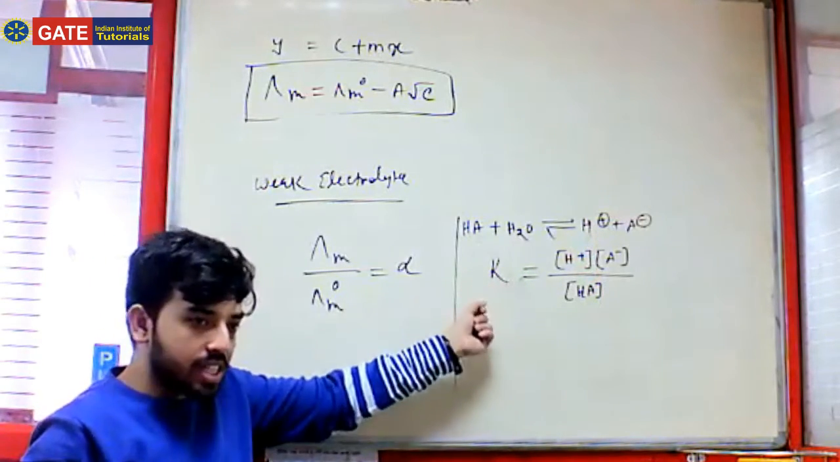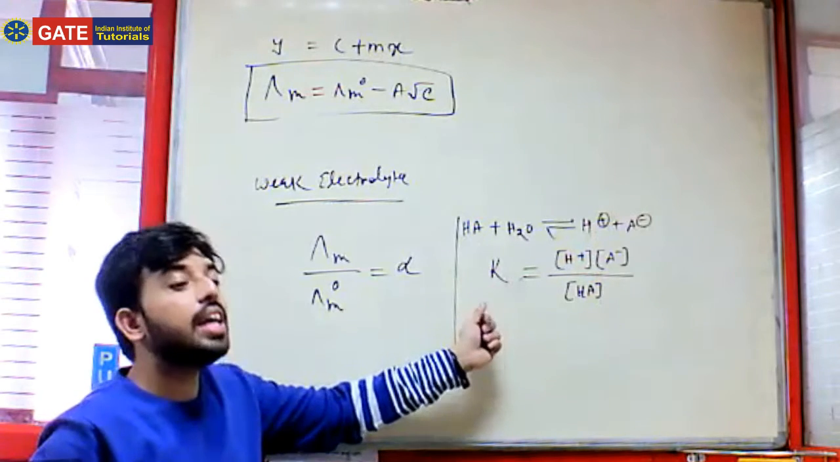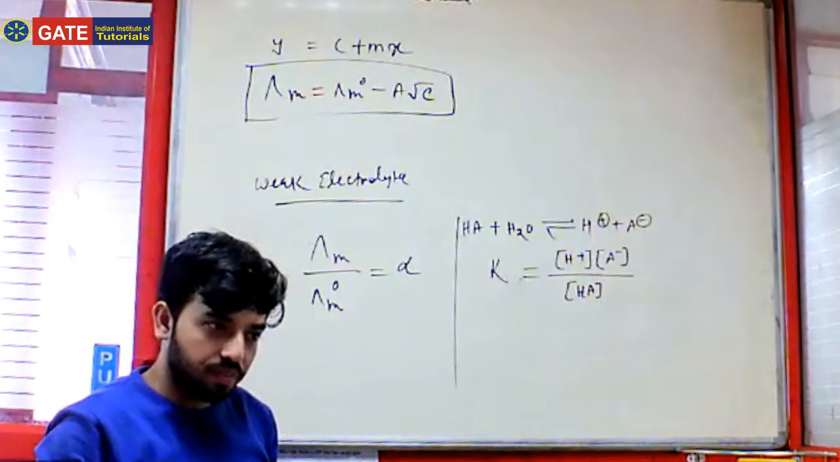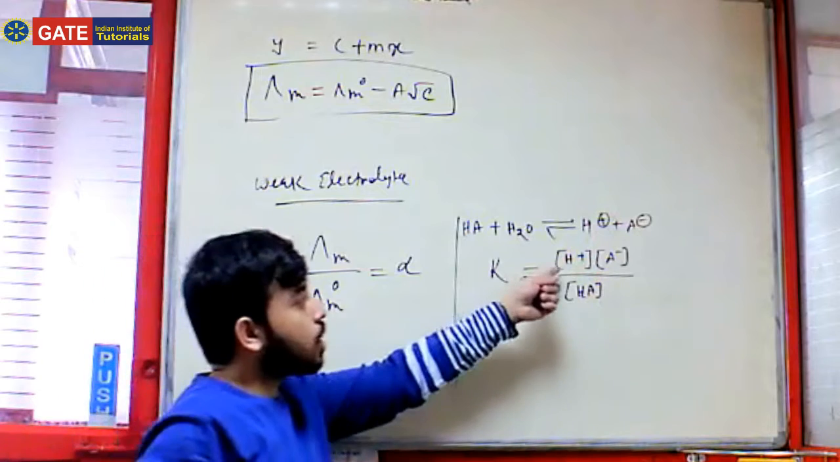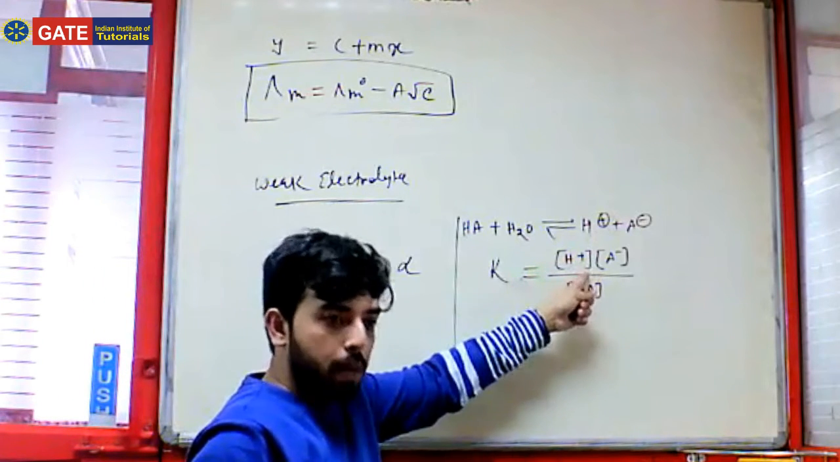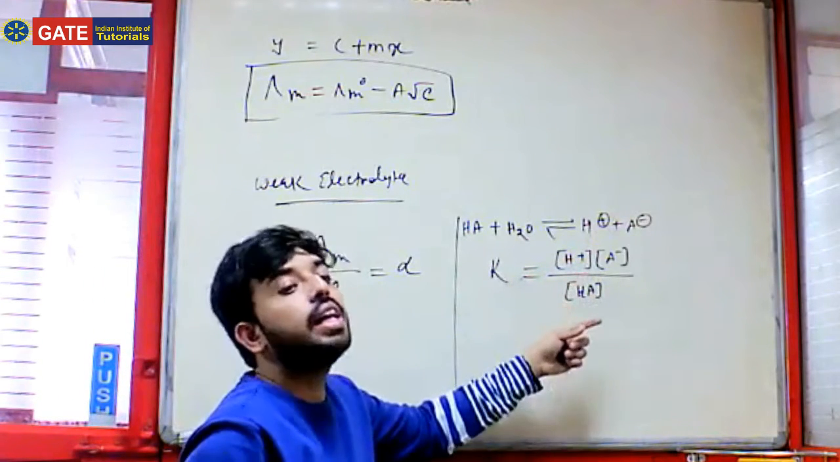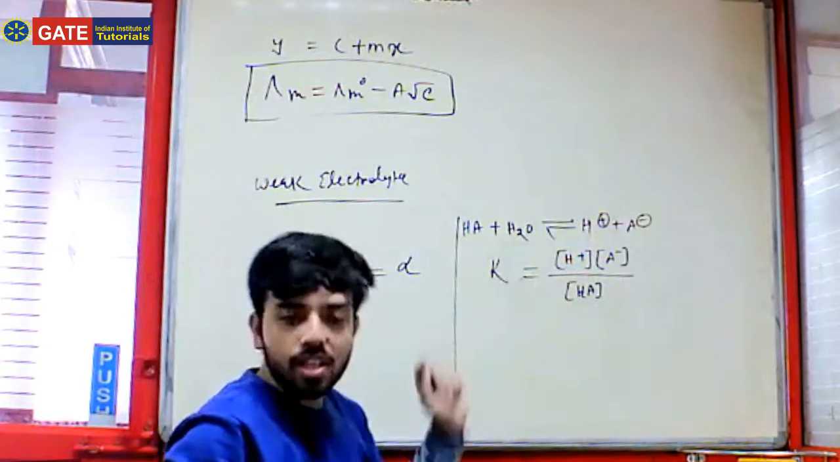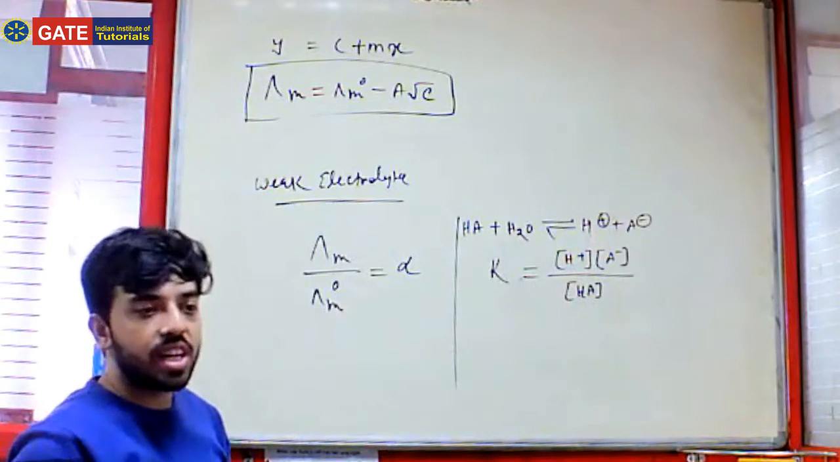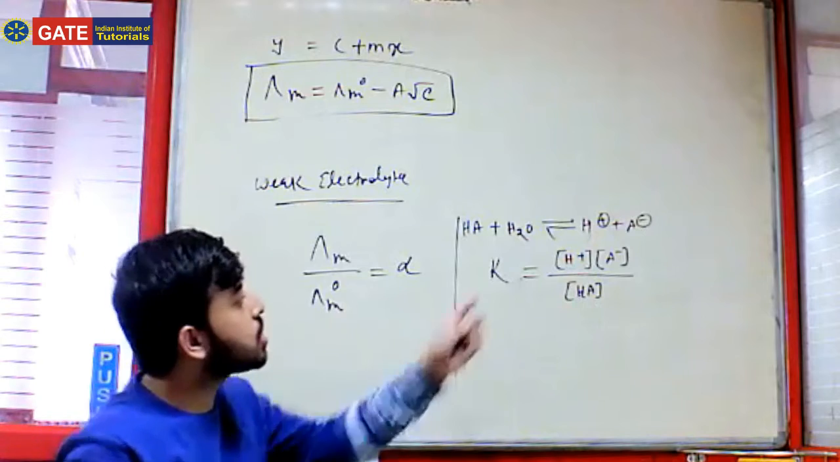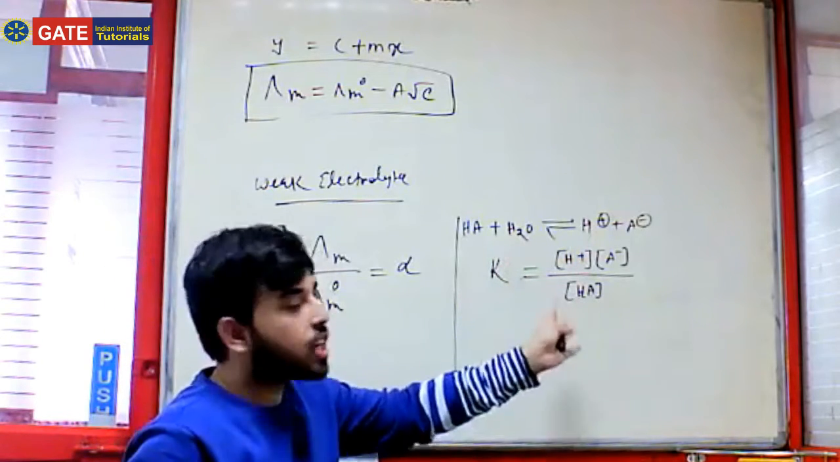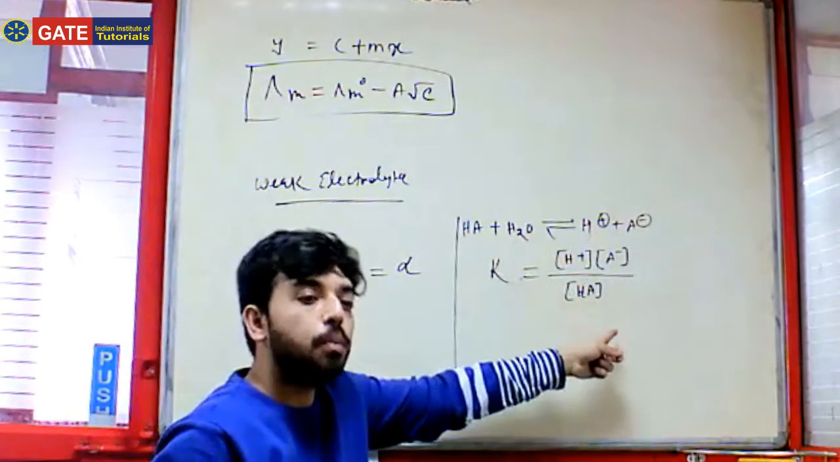So, what is the K? K is nothing but the equilibrium constant. Concentration of H into concentration of A minus divided by the concentration of HA. Why is water not there? Water we are considering as unity. Concentration of water doesn't change. That's why we are not putting it.